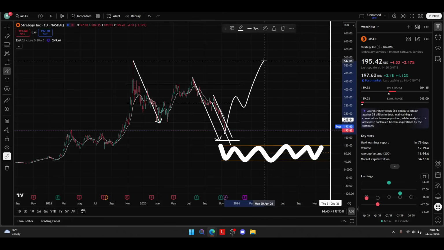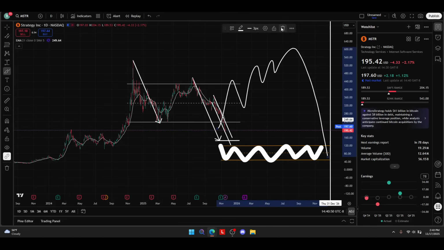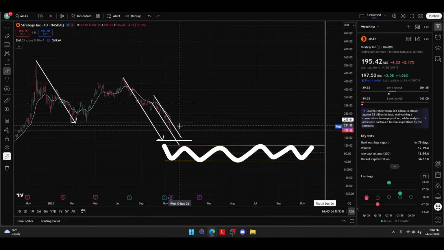So even if we do see something like this, it can get back down here. We don't know exactly how it's going to get there. It can do this. It can do this. It can do this and then crash later. Like, we don't know, but it's tracking towards this very low price level between $100 and $50. And I think that's where it's headed.